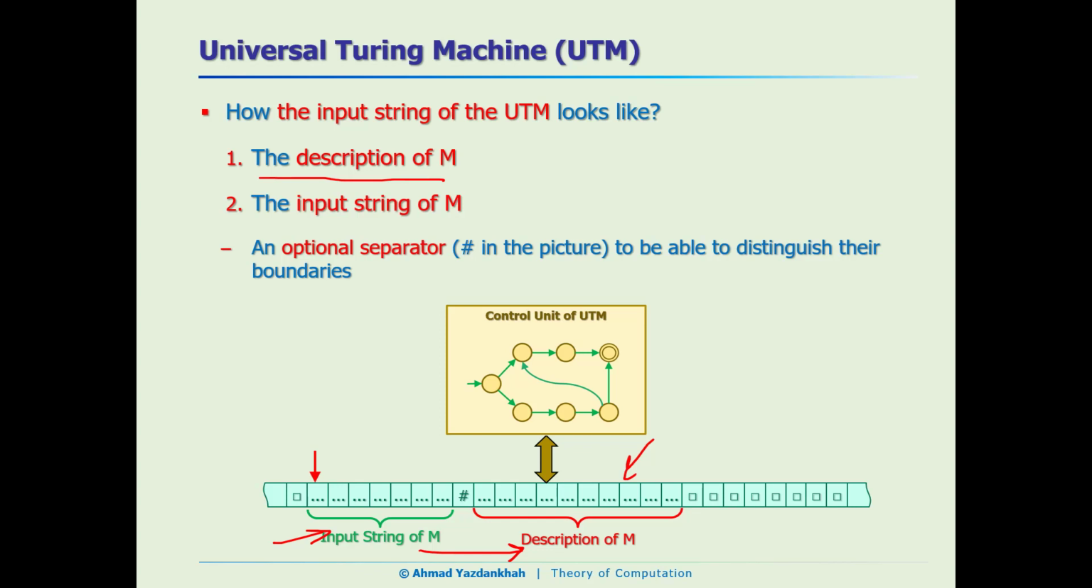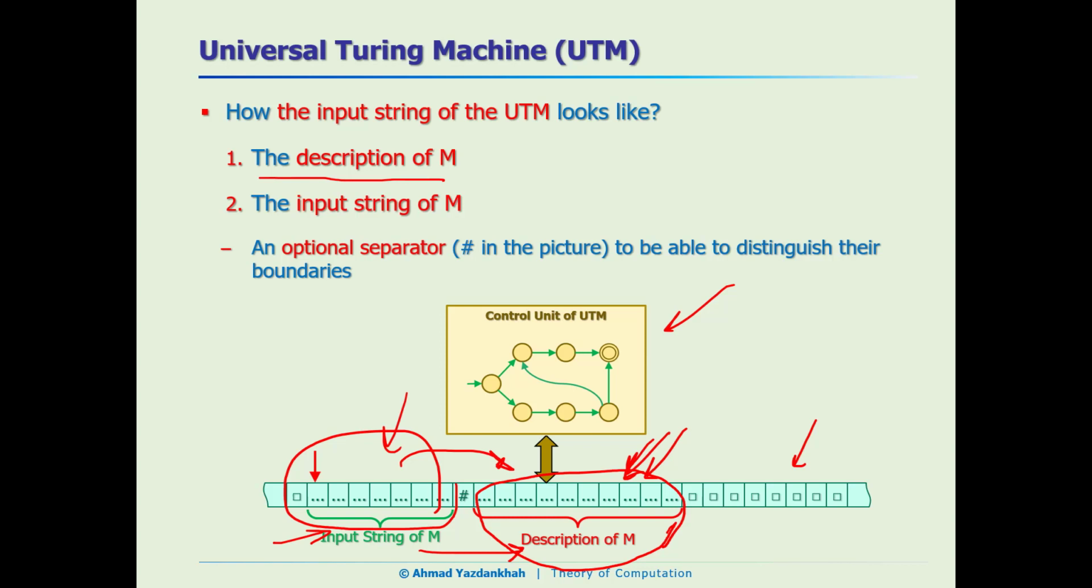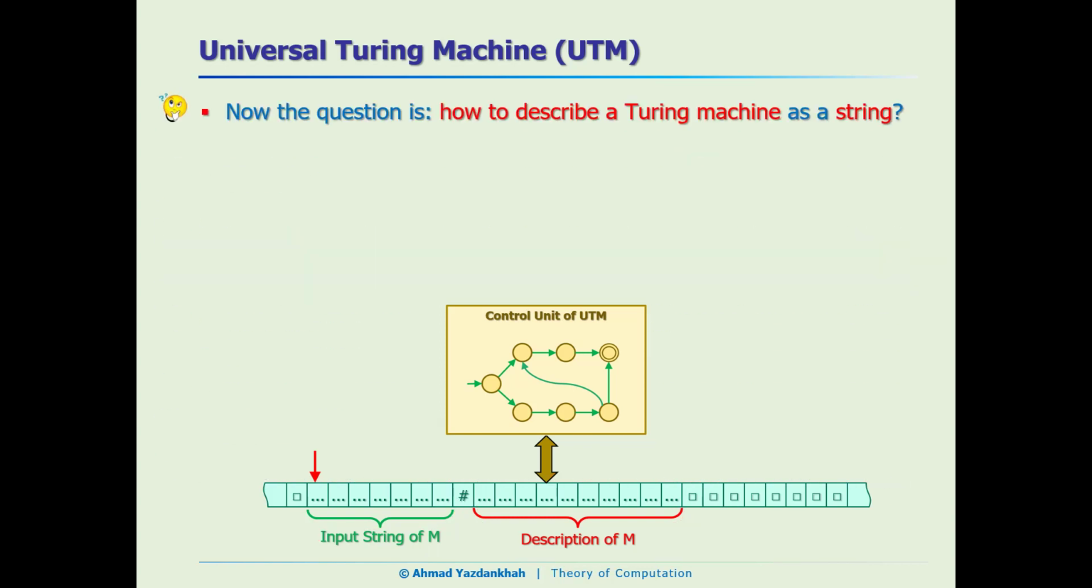So we describe our input Turing machine and convert it to a string, and we put it here. And this is the input of this Turing machine. So we combine them and put them on the tape of the UTM. And we designed this UTM in such a way that it can read this description, understand it, and run it against this input string.